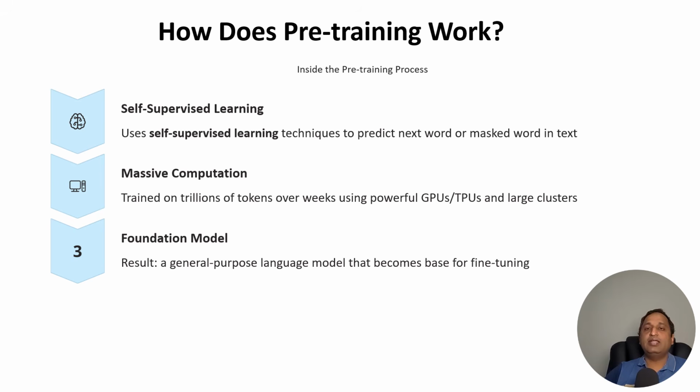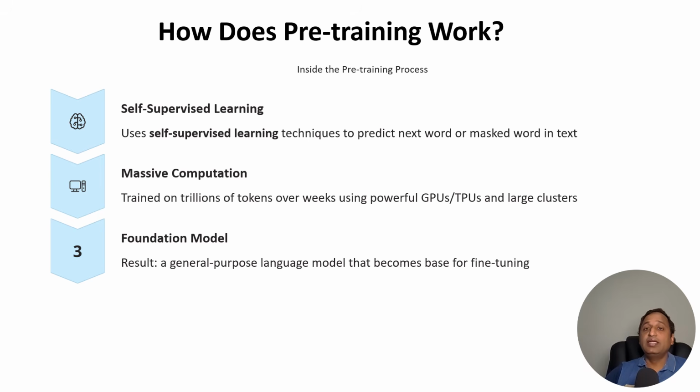This process can take anywhere from weeks to months to complete, and it requires a huge amount of computing power, depending on the model size. You need a huge cluster of GPUs, thousands of processors, and massive power usage. That's why only very big companies can afford to train an LLM from scratch.